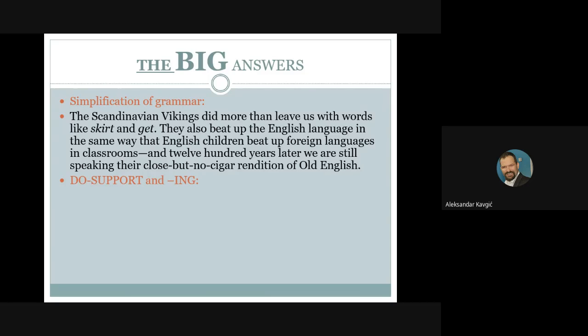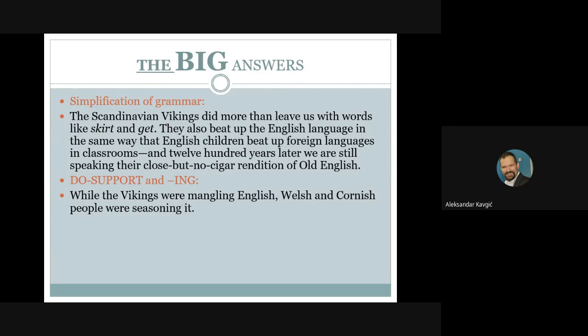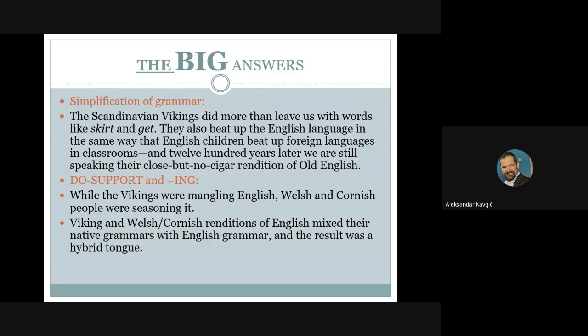What explains do support and -ing is that while Vikings were mangling English syntax and simplifying it, Welsh and Cornish were seasoning these changes. So Welsh and Cornish influenced the introduction of do support and the -ing construction. So this Viking and Welsh and Cornish edition of English is what we have today. It's a hybrid language. And that language we speak today, it's called English.